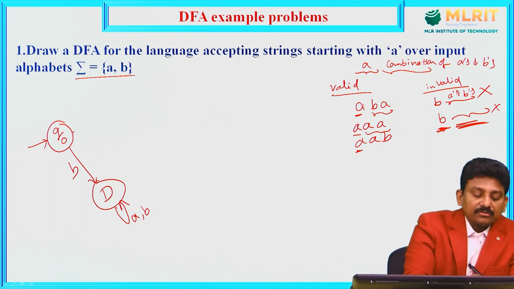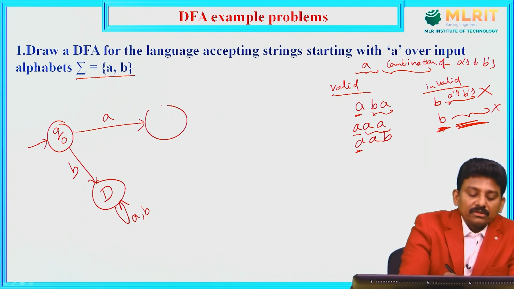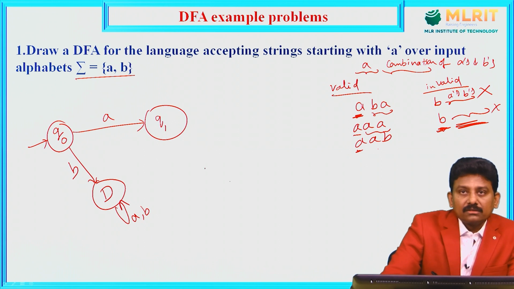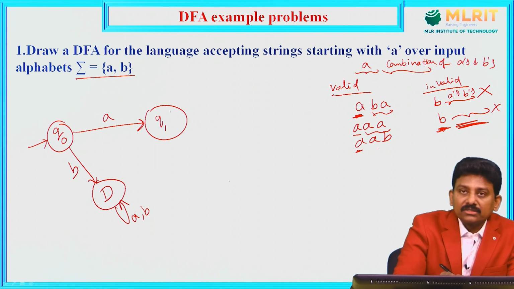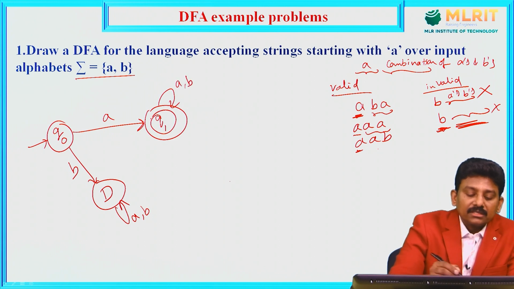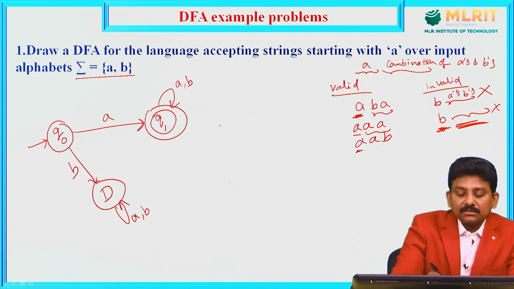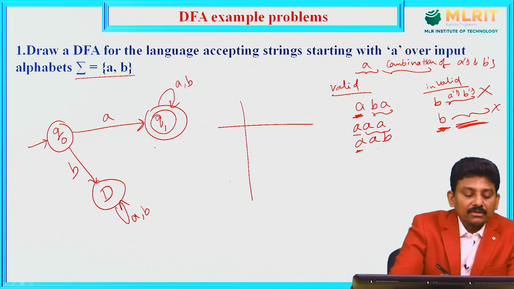If the first symbol is A, I can go to the final state, because the string should begin with A. So in Q naught, if you read A, that means the first symbol is A. So that is a valid string. Afterwards, you can read any combination of A's and B's and stay in the same state, Q1. This is the transition diagram for the DFA.